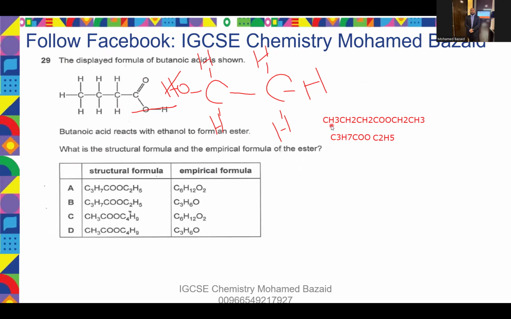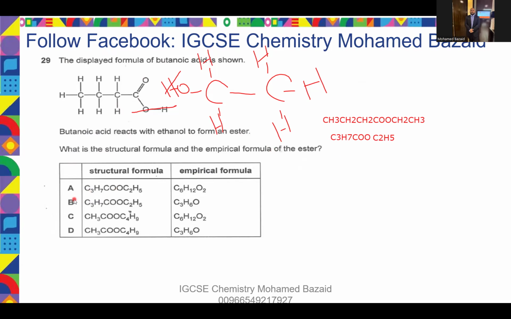Why did I say C3? Because first of all, I wrote the formula. Look here, 1, 2, 3. So C3, H2, H2, so it is 4, H3, it is H7. Then COO as it is. After that, here you have C and C. It is C2, H3 and H2, so it is H5. So the structural formula is exactly A or B.